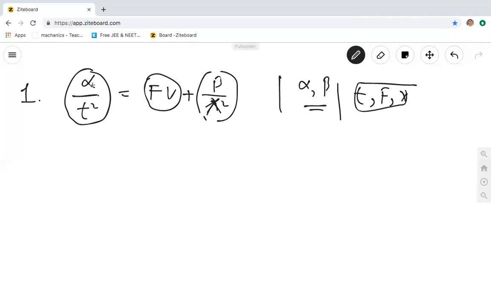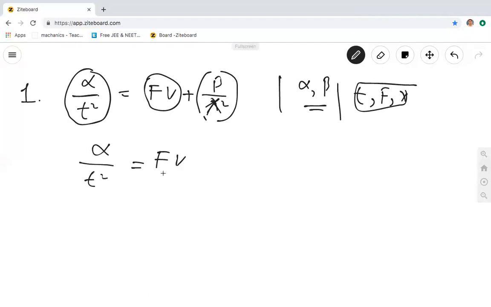Not that alpha has the same dimensions as F or V. This whole quantity here has the same dimensions as this whole quantity here, the same as the whole quantity here. Because this FV is added to beta by x square, not V added to beta by x square. It is this whole. So what I write, alpha by t square should be equal to FV.